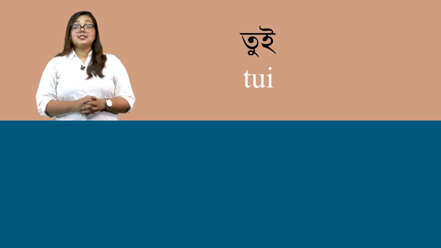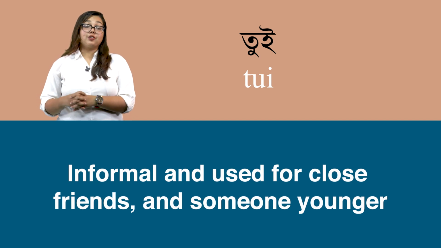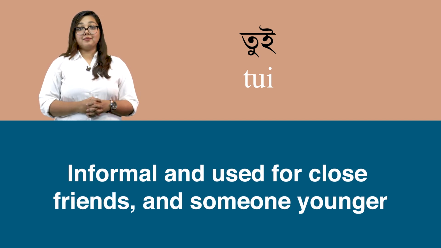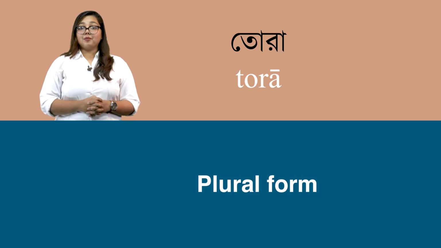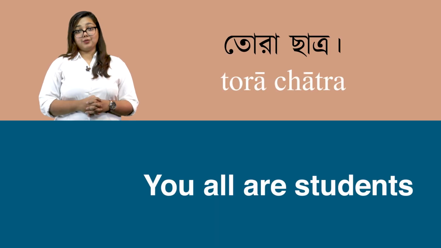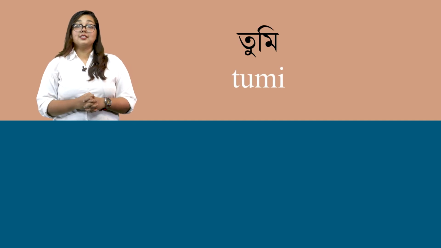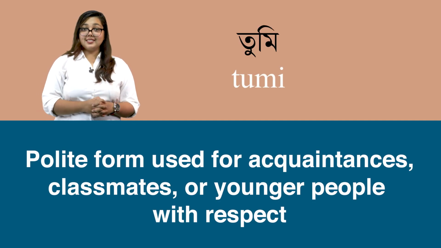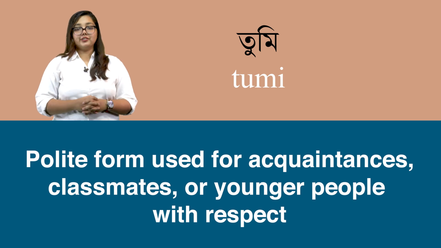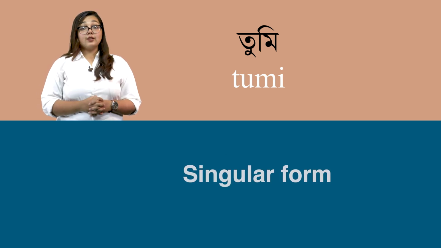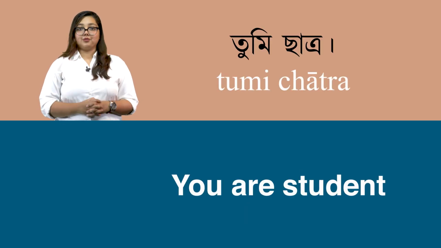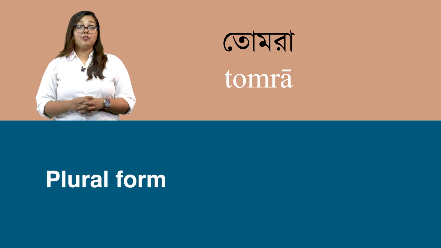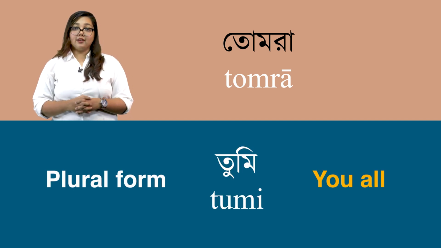Tui. It is informal and used for close friends and someone younger. Tui is the singular form. For example, Tui chhatro. Tora is the plural form. For example, Tora chhatro. Tumi, it is the polite form used for acquaintances, classmates, or younger people with respect. Tumi is the singular form. It means you in English. For example, Tumi chhatro. Tomra is the plural form of Tumi, means you all in English.